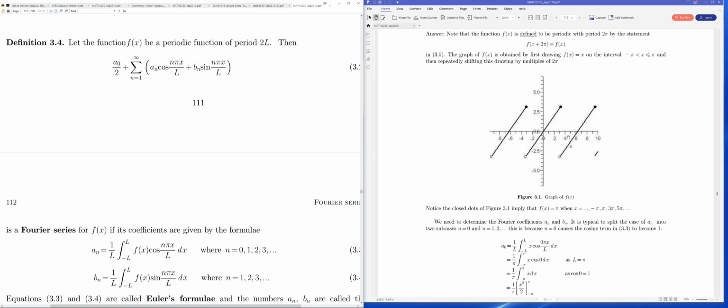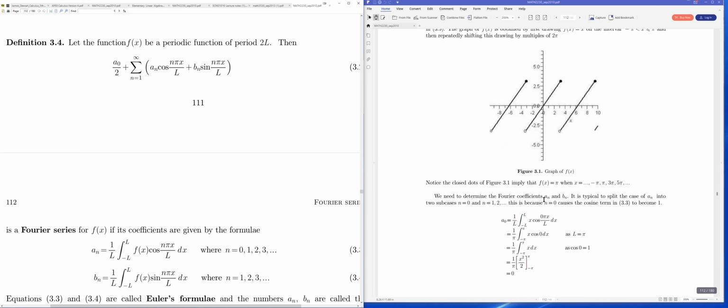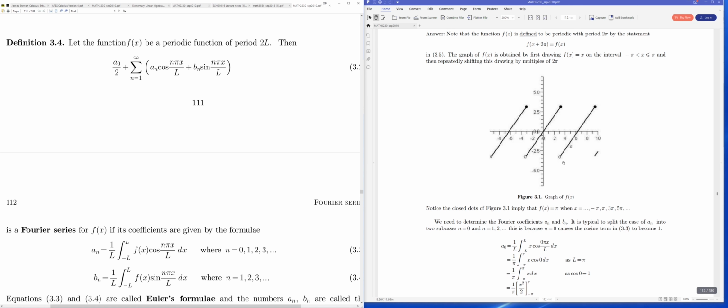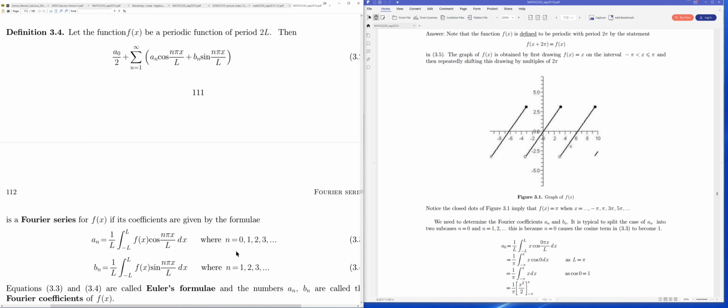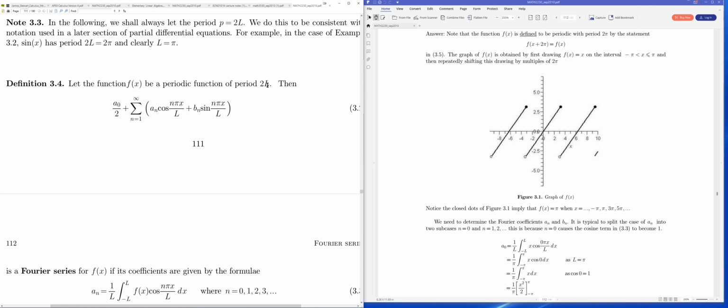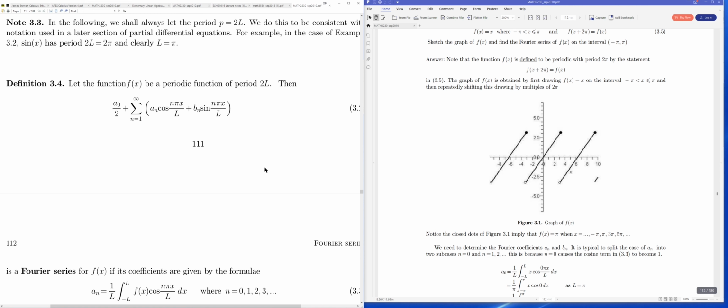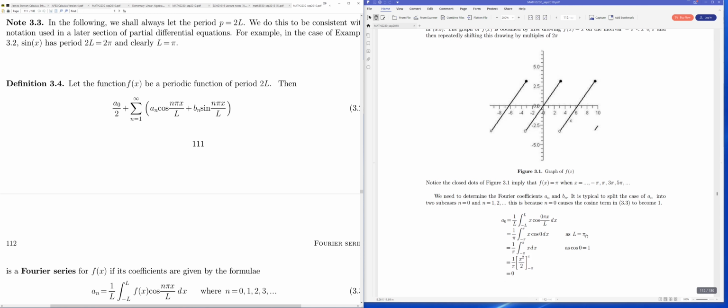Okay, so if your period is 2 pi, then what that means is 2L is equal to 2 pi. This 2L over here is going to be equal to the period of 2 pi here. So if 2L is equal to 2 pi, that tells you that L is going to be equal to pi. So I know what the big L is. The big L is equal to pi, and that comes from the period that is given to me as part of the problem.